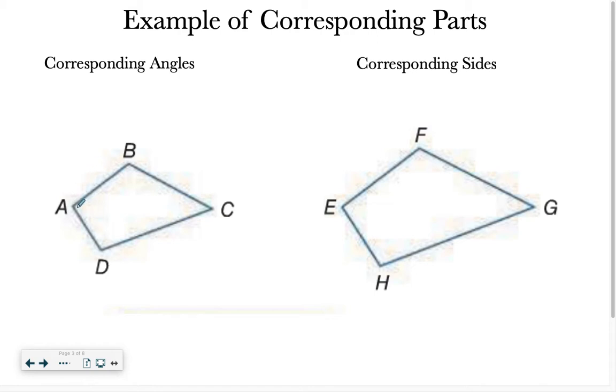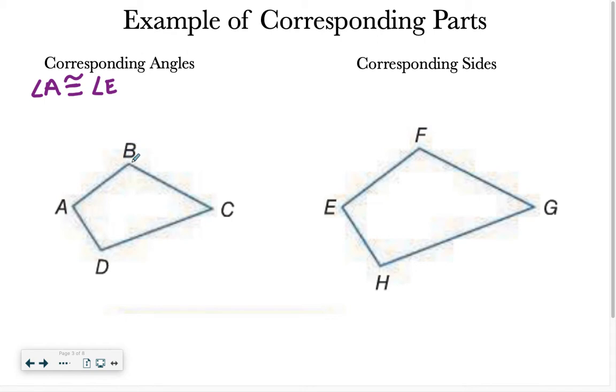So if I looked at angle A, this angle right here, angle A lines up with angle E. They're in the same spot on different figures. Corresponding angles are always congruent. So congruent means that they're equal to each other. And what you do is you draw a little squiggle over an equal sign to represent the word congruent.